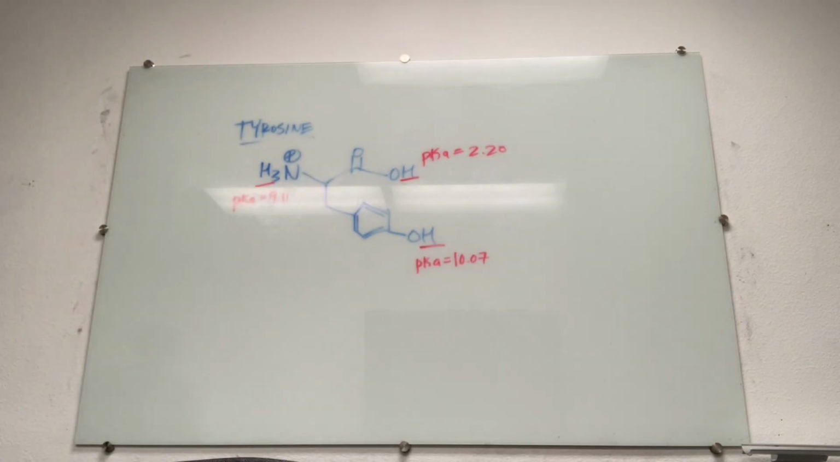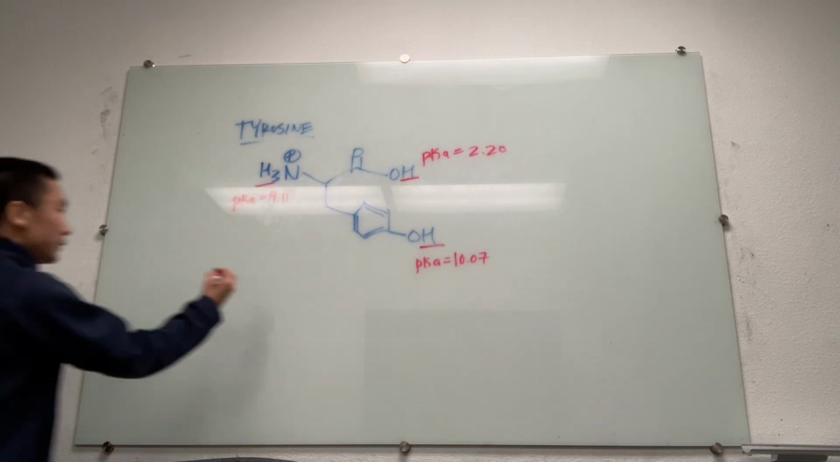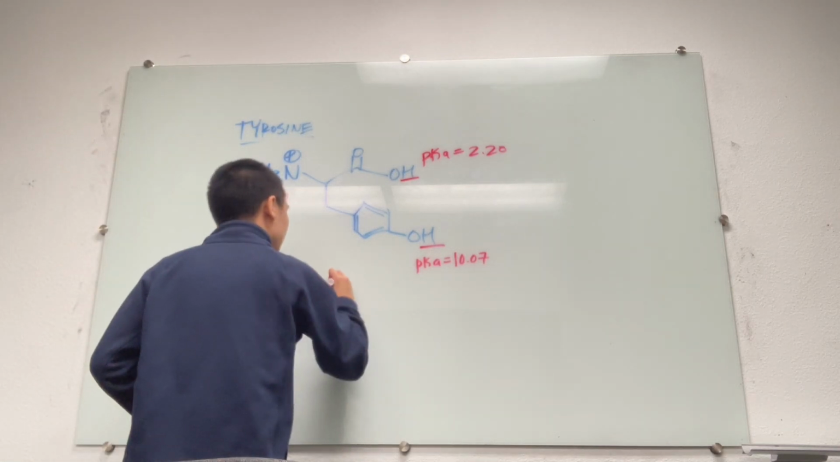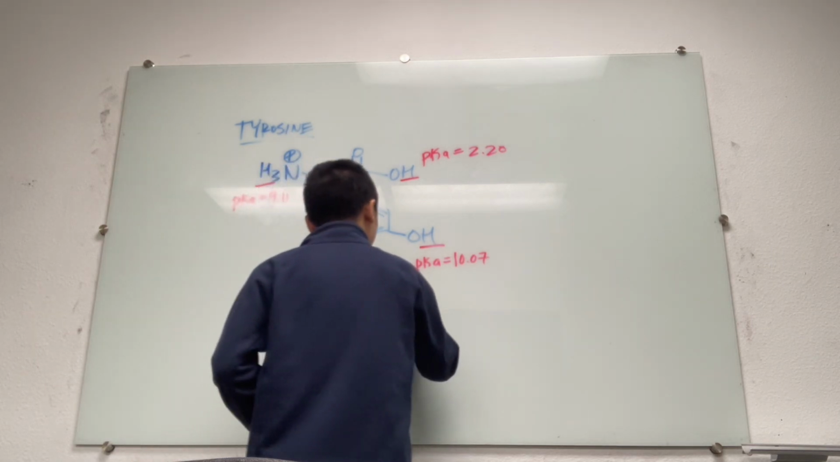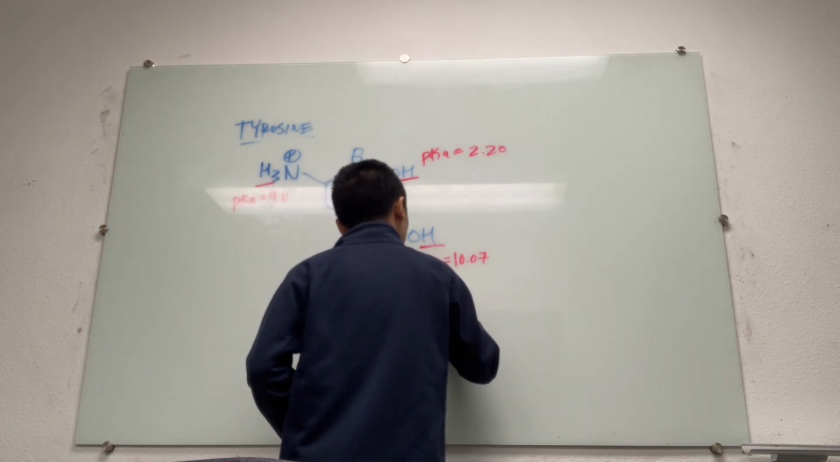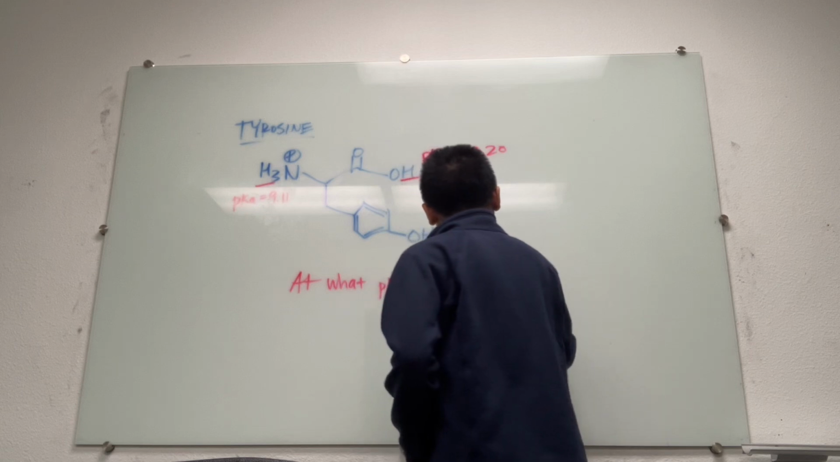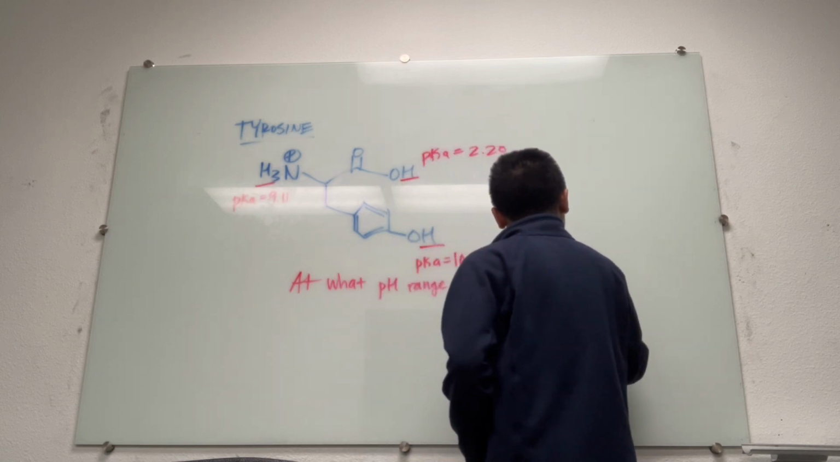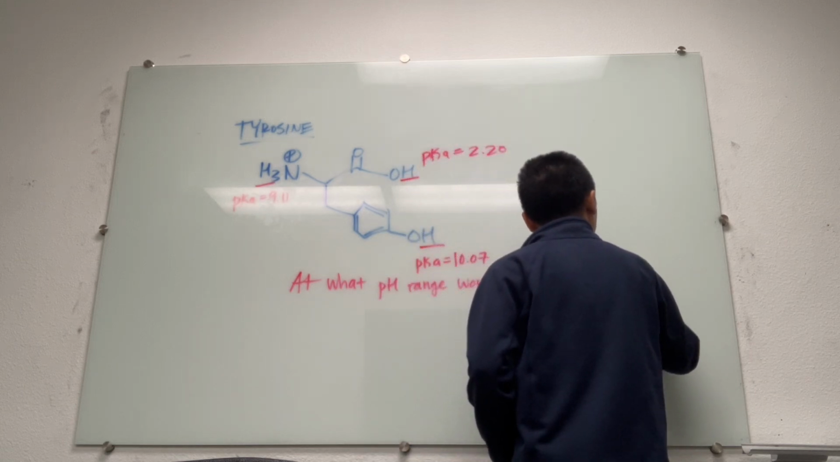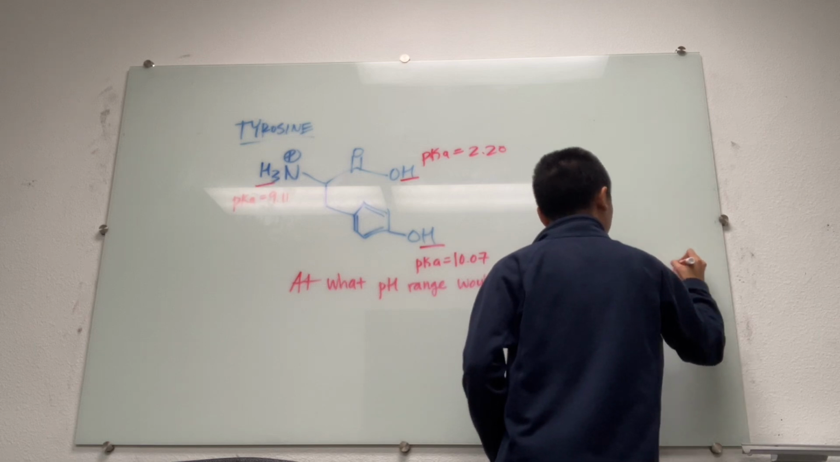The question was asking, at what ranges will the negative charge be present on each of the side chains of tyrosine? Right. So, what pH range would the side chain be negatively charged?